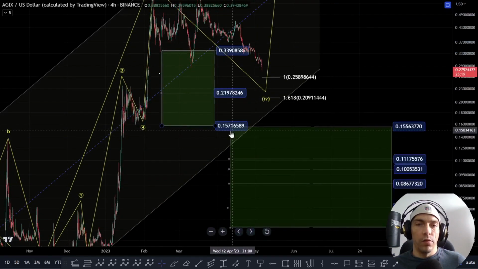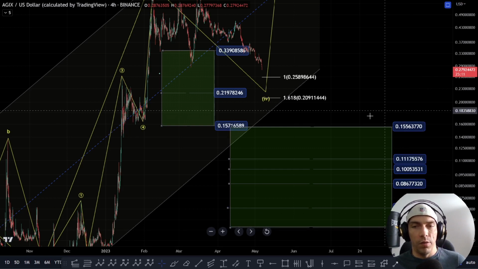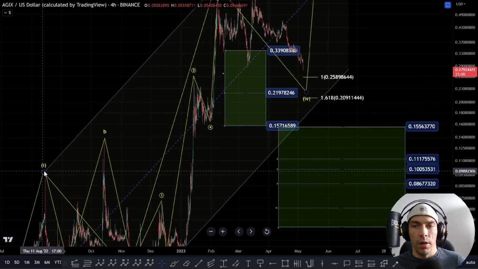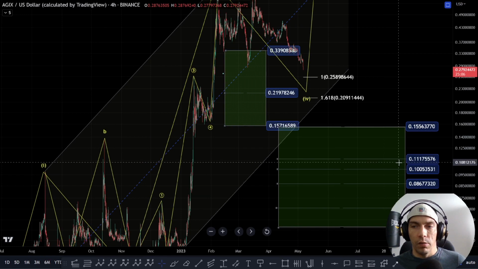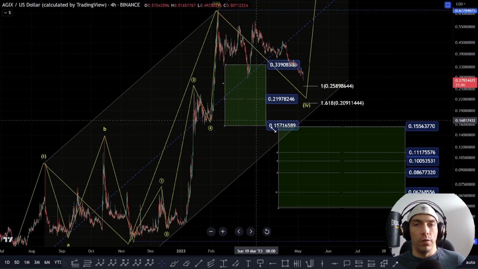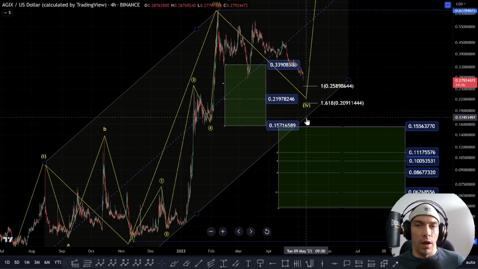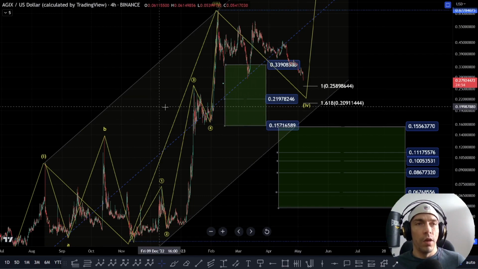Otherwise, if we start to lose this 1571, I would be looking for this 1556 area to this 0552 zone as a potential support area that we could find some support coming. 618 would be here at this 1117. So going to be keeping an eye on this. This channel is going to be quite an interesting area. If we do continue to break down, I would be wanting to see how we interact with these levels.